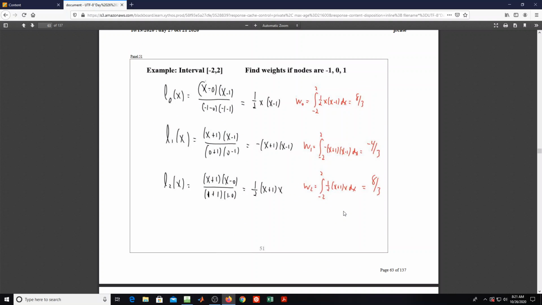So let's take an example. We've got the interval -2 to 2, and let's find weights. The nodes are -1, 0, 1. For the first node, we get 1/2 times x times (x minus 1). We integrate it, we get x to the third. For the second node, x plus 1, x minus 1, integrate, and I get negative 4/3. And here, my third node is 1, x plus 1, x minus 0. Simplify this, integrate, and I get 8/3. So these are now my weights at these particular nodes on the interval -2 to 2.